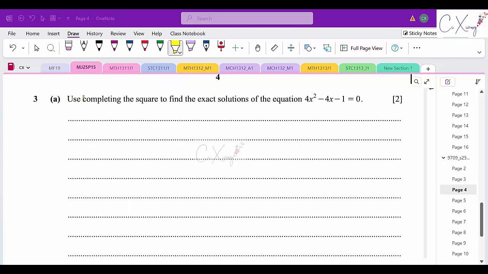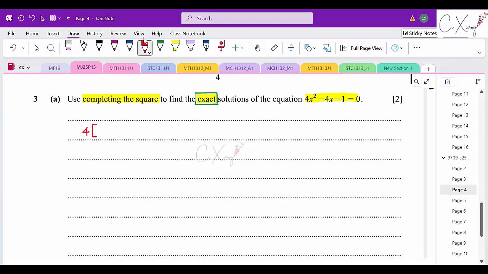Use completing the square to find the exact solution for this equation. Highlight the keyword exact. That means your answer later cannot be in decimal number. It must be in surd form or pi form or e form. So the exact solution is the important word. For this question, they want you to use completing the square. That means when you want to solve it, you have to make sure that you complete the square for the equation first.